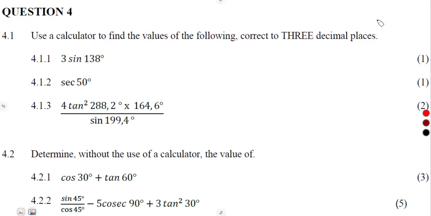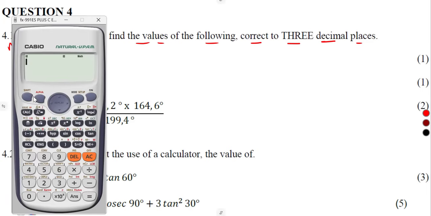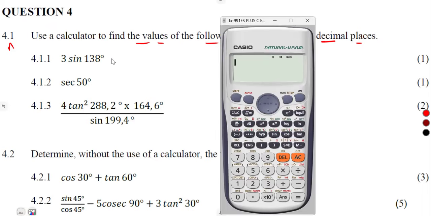If you look into this question properly, 4.1, you're being asked to use a calculator to find the values of the following, correct to 3 decimal places. So I'm just going to set my calculator to 3 decimal places. Shift, go to setup, press 6 and press 3. Let us see the first one, 3 sine 138. Just use your calculator directly. 3 sine 138, close the bracket. That's 2.007.